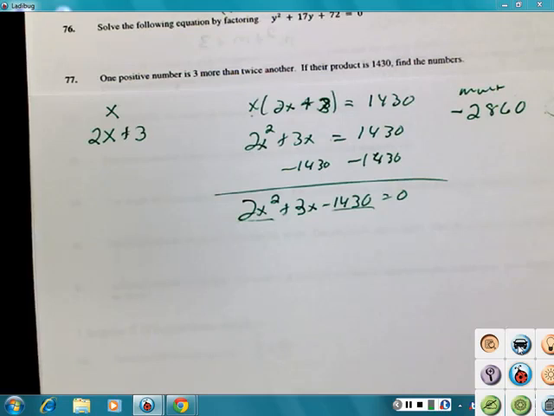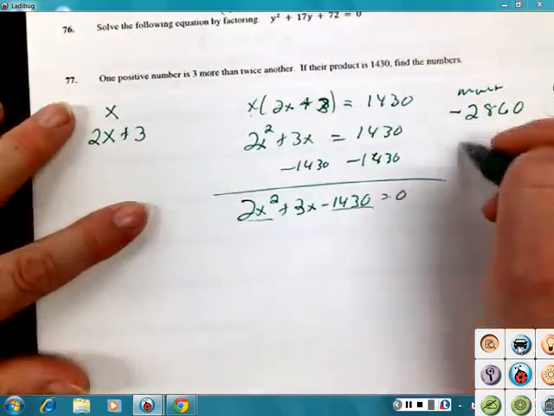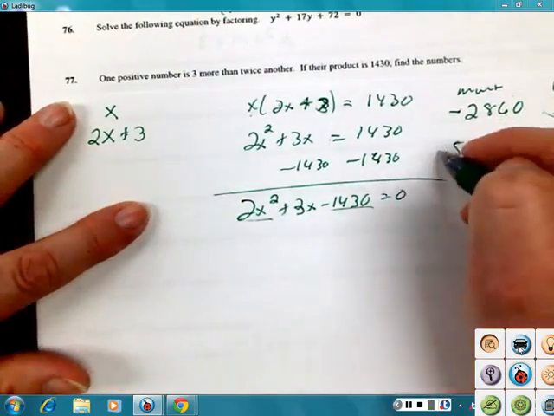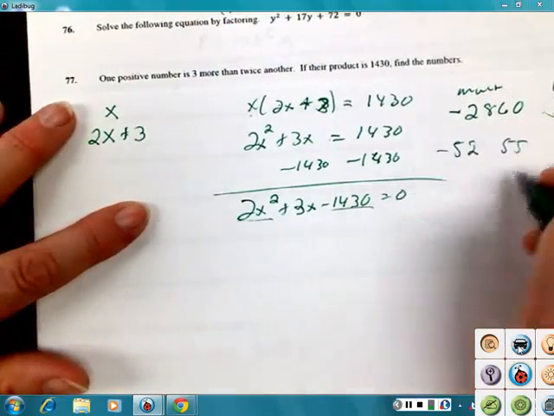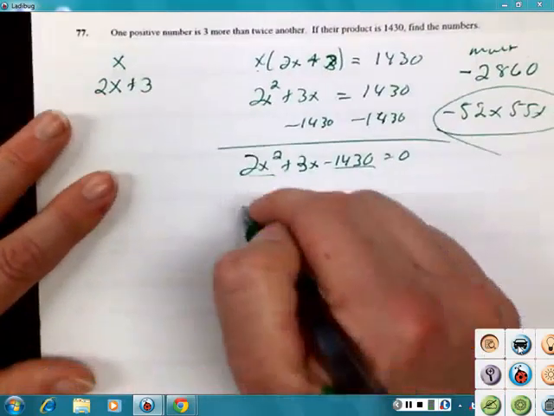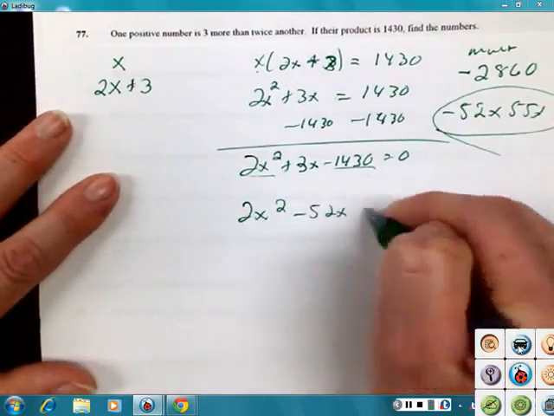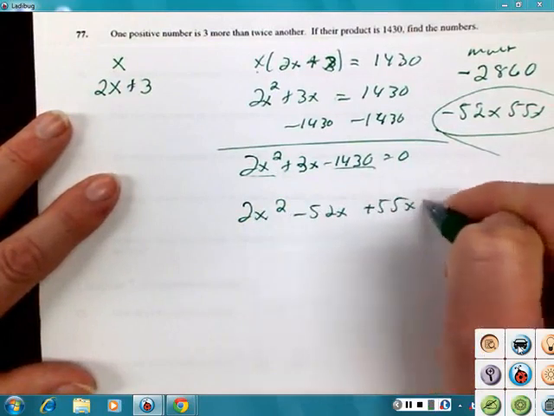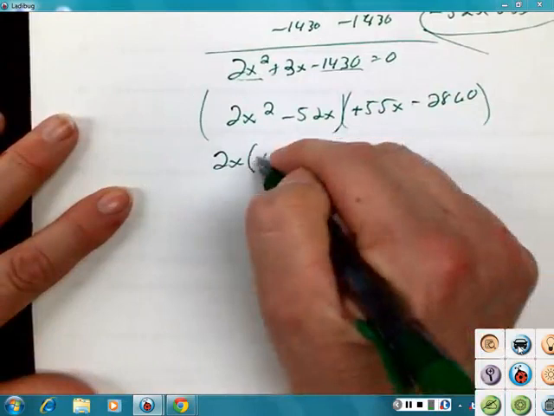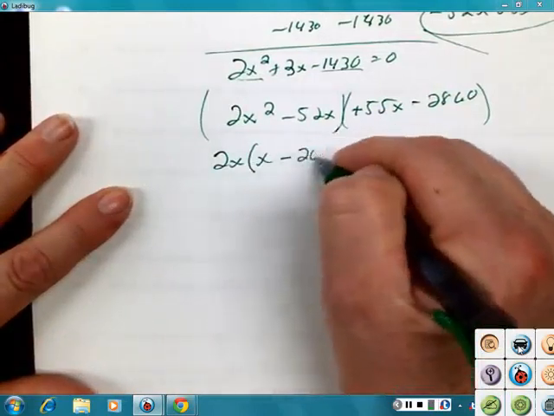And again, this one's a big trial and error thing here. 52 and 55. 52 is going to be negative and 55 is going to be positive. So that's my 2 middle pieces. So when I stick them in the center, 2x squared minus 52x plus 55x minus 2860, and I group in 2's, pull out a 2 and an x, leaves me with x minus 26.